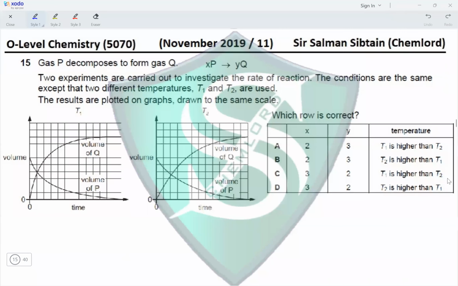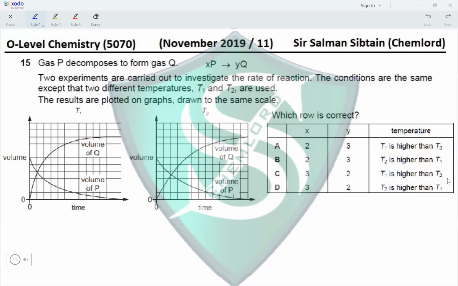Question 15. Gas P decomposes to form gas Q. X moles of P produces Y moles of Q. Okay. Two experiments are carried out to investigate the rate of reaction. The conditions are the same except two different temperatures, T1 and T2, are used. The results are plotted on the graph, drawn to the same scale. Okay. Which row is correct? So X is 2, Y is 3, molar ratios. Okay, initial X and final Y.